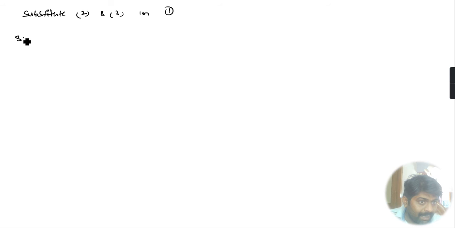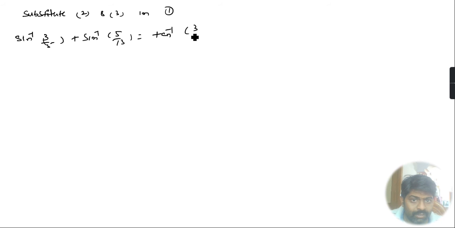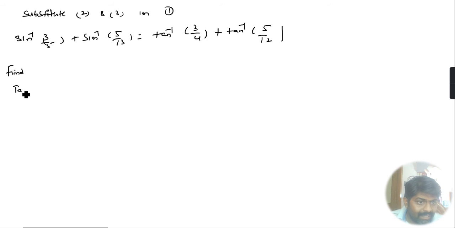So therefore that is nothing but sin inverse of 3 by 5 plus sin inverse of 5 by 13. This can be written as tan inverse of 3 by 4 plus tan inverse of 5 by 12. So therefore we need to find tan inverse of 3 by 4 plus tan inverse of 5 by 12.